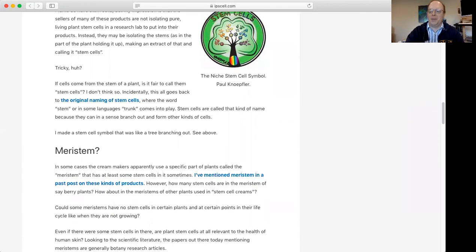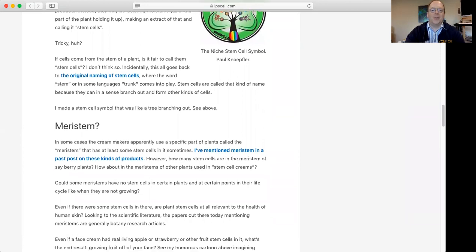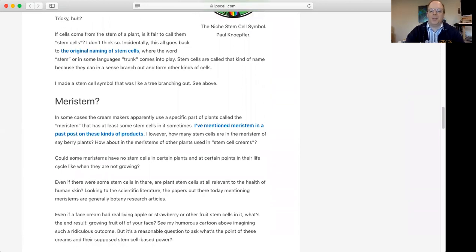All right, so some of these plant stem cell face creams maybe actually do come from a part of a plant that has some true stem cells in it. And yes, plants actually do have stem cells. They're related to some of the same things that the stem cells do in us. They actually grow parts of the plant. And there's one part of a plant called the meristem that actually seems to have more stem cells than the rest of the plant. And this is kind of like the growing part of plants.